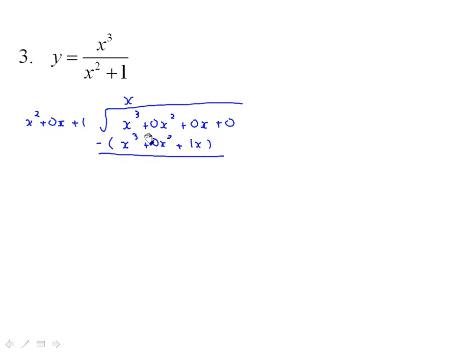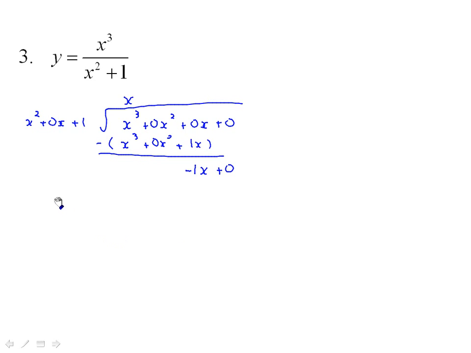And then subtract. So x cubed minus x cubed is 0. 0 minus 0 is 0. 0 minus 1x is negative 1x. And then plus 0 if you want to bring that one down. And you can see now that we don't even have a remaining term to divide into.